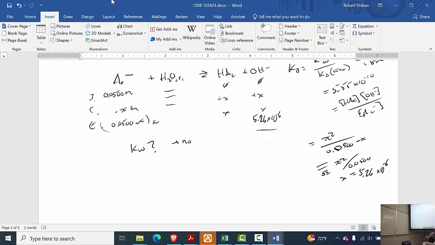Okay, so if that's the case, then I'm going to go ahead and calculate the pOH. The pOH is the negative log of the OH minus concentration, which would be 5.26 times 10 to the minus 6. And so the pOH comes out to 5.278. And therefore the pH is 14 minus that, which is 8.72.